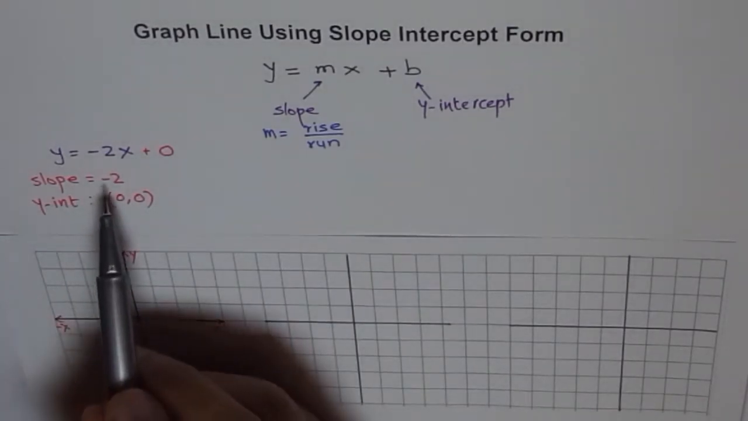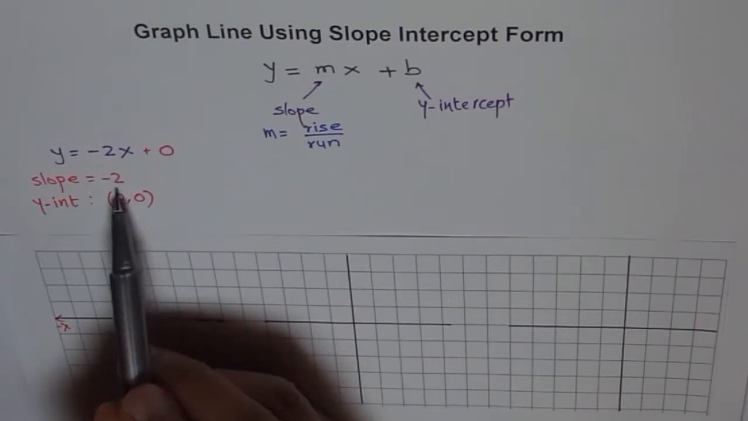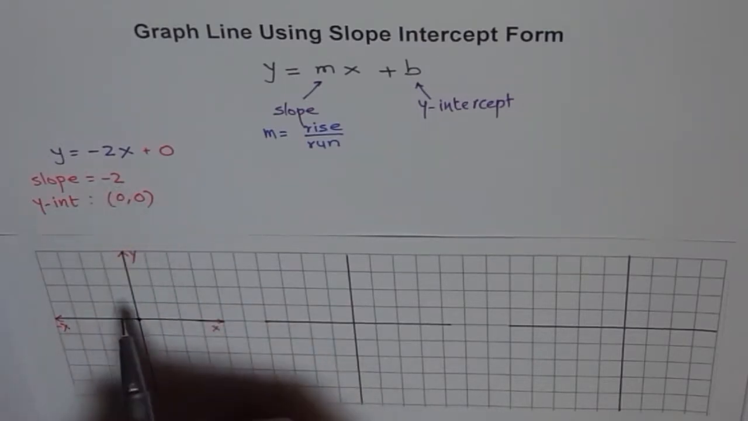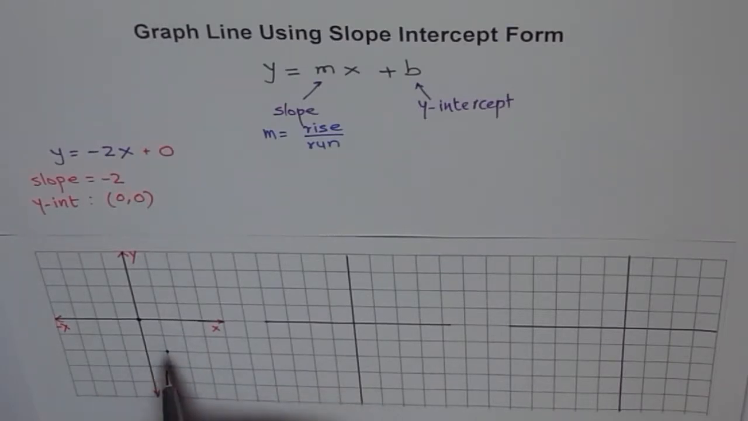So what is the rise? Rise is minus 2, and for the run, if nothing is there in the denominator, we will assume 1, correct? So we'll go rise over run from here. Minus 2 is my rise. Minus means going downwards. So 1, 2. That is the rise, and the run is 1. So we come to this point. Do you see that? Again we can go 1, 2. That is the rise and run.